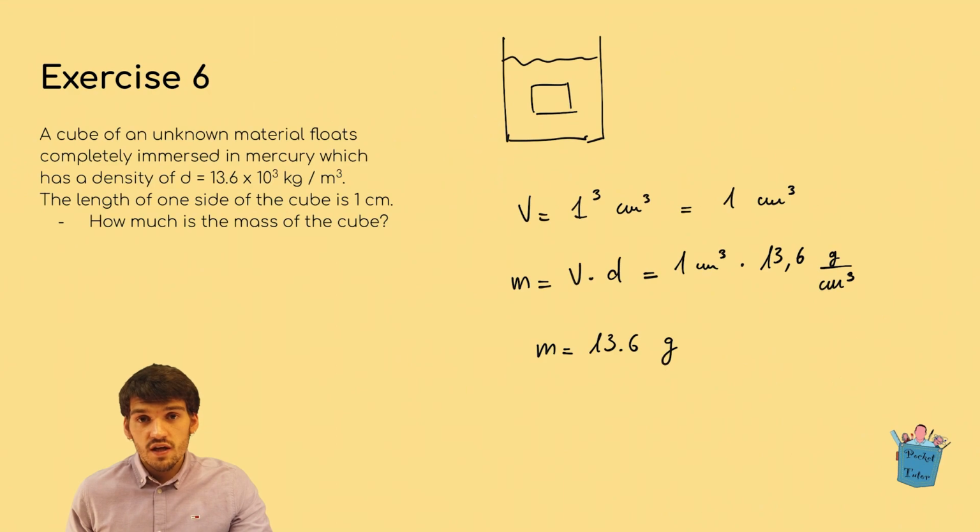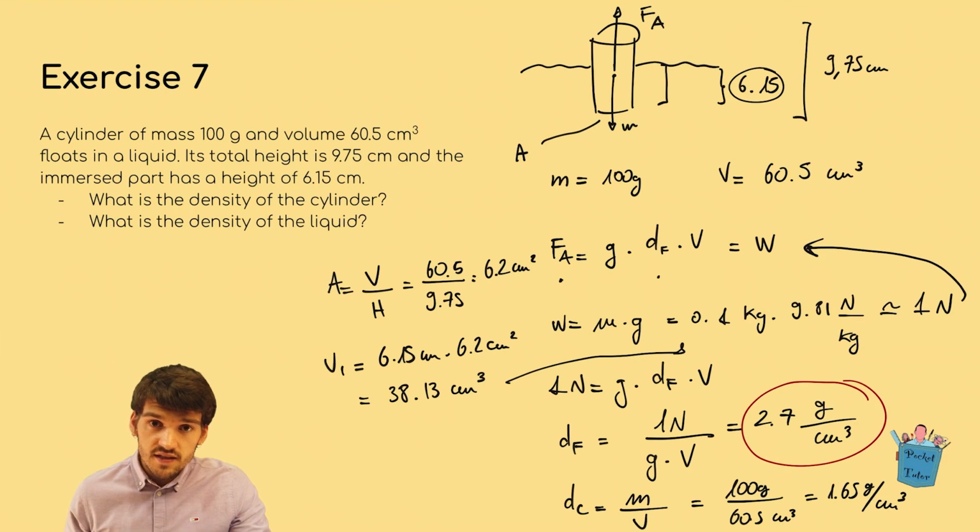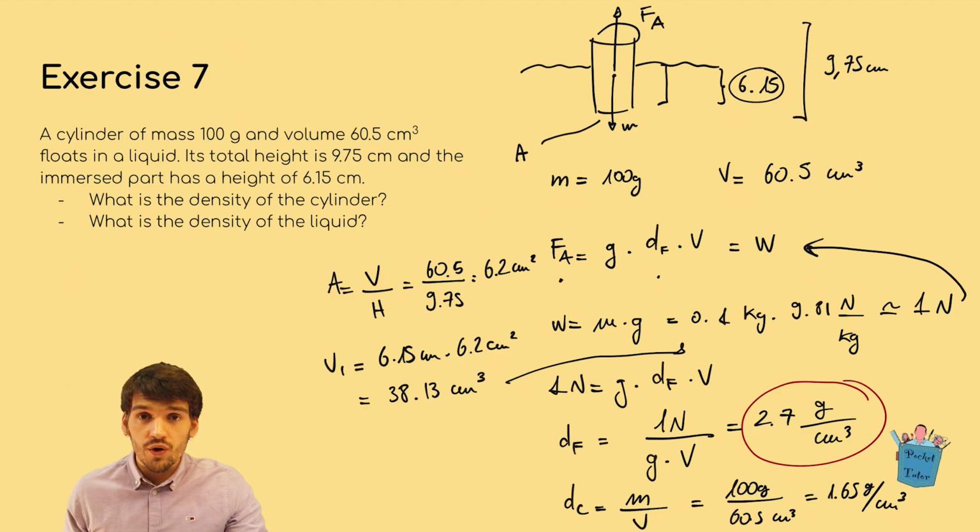So you see, in the previous exercise, when the two densities are the same, the body is floating but completely immersed. In this case instead, when the two densities are different, so when the density of the body is lower than the density of the fluid, the body floats on top of the surface.